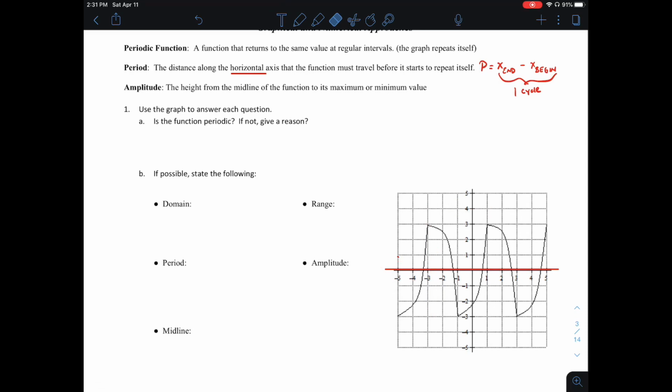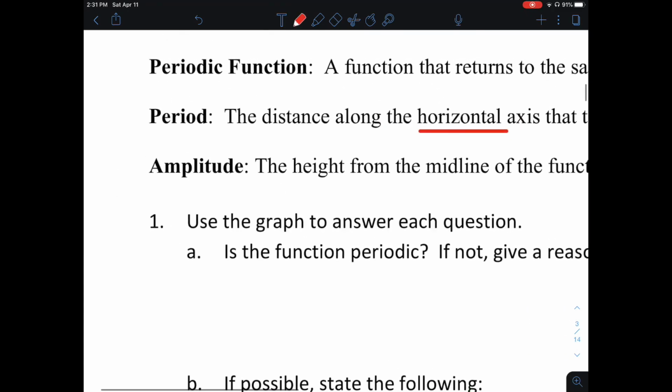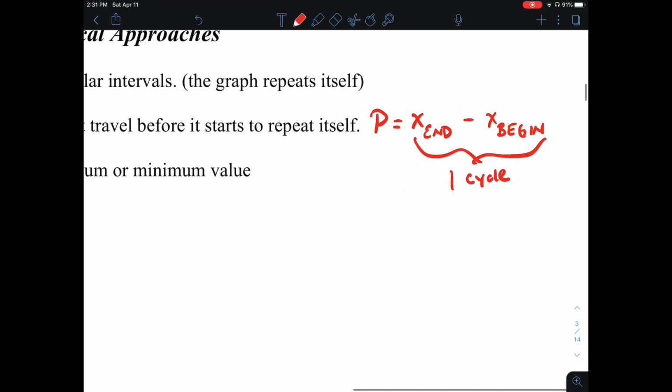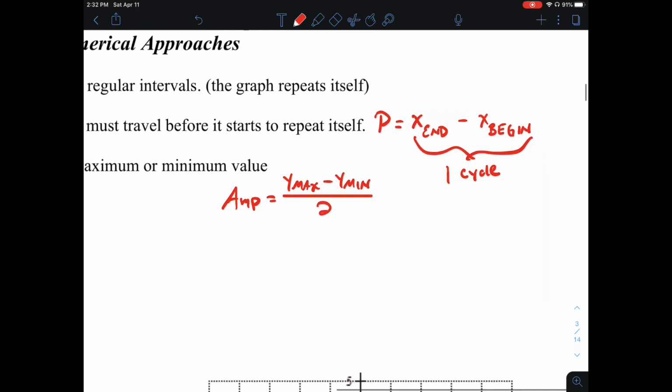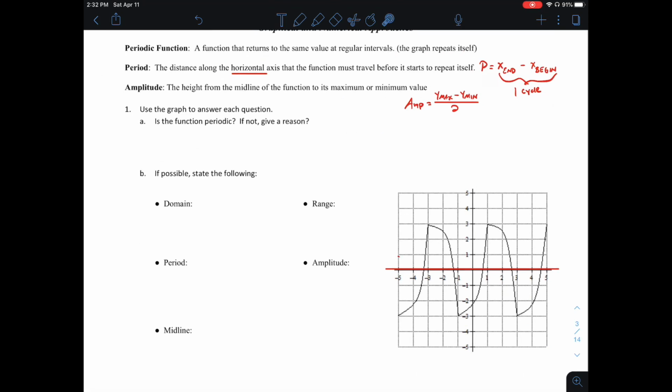If you wanted a formula for amplitude, here's the formula that you could use if you're into formulas. The amplitude is going to equal the y max minus the y min, and you divide that by 2. So in this case down here, 3 minus -3, that's 6. Divide that by 2, you get 3. That's because the amplitude for this is in fact 3.